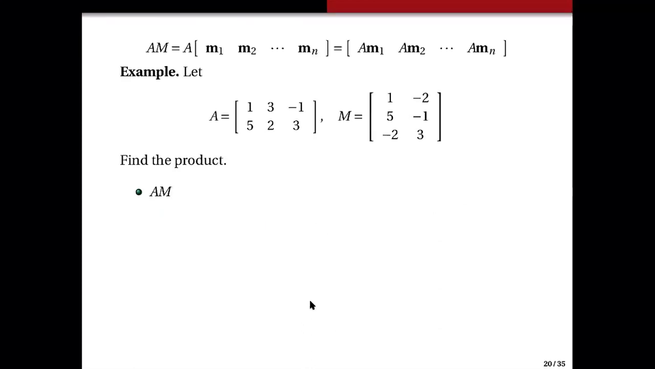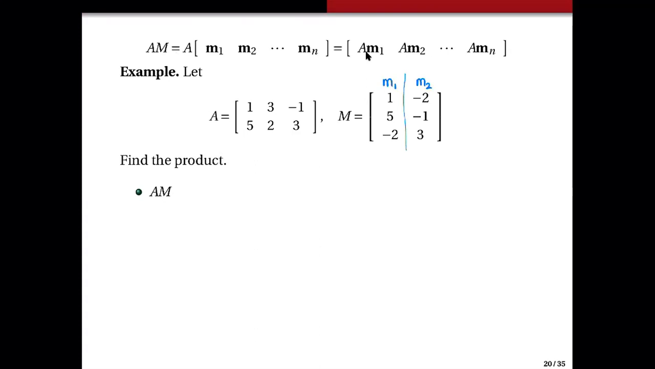So, for example, you have this. Let us work on AM. We write M as a row vector whose entries are column vectors. In this example, this is your M1 and this is your M2. So if we follow this, what will happen?